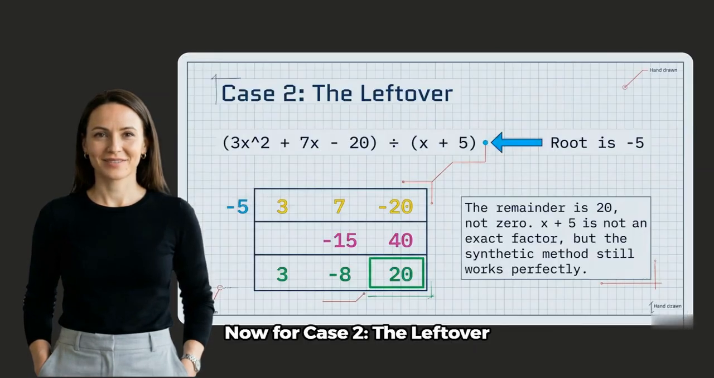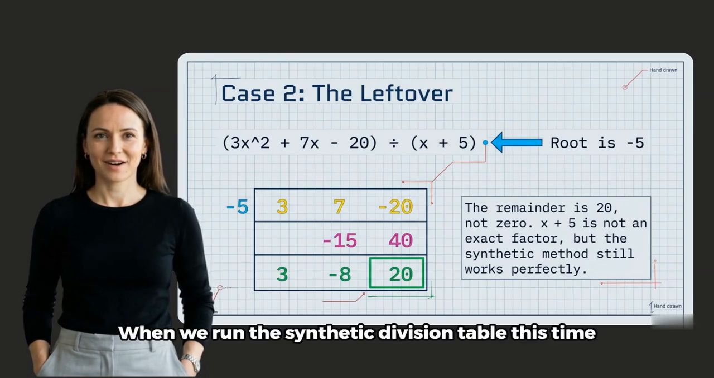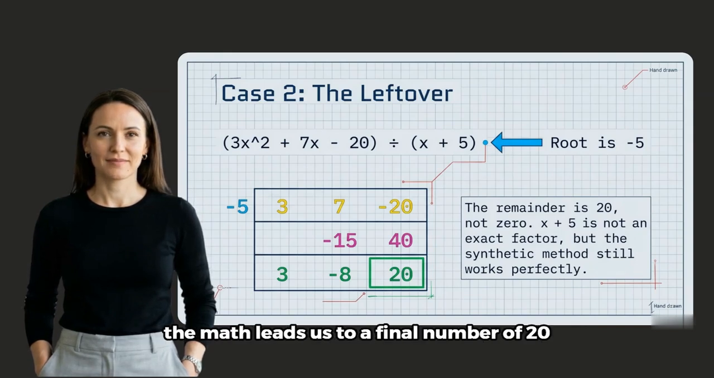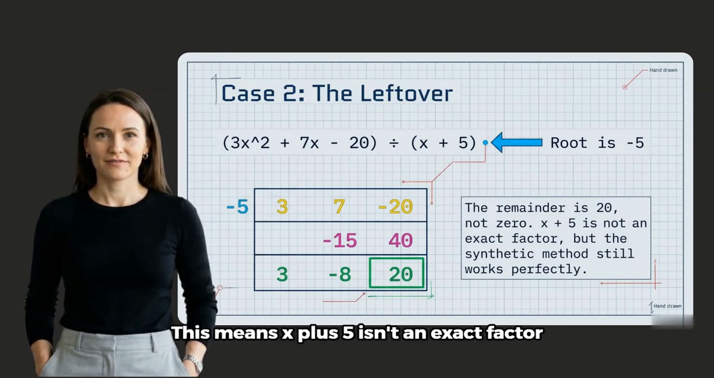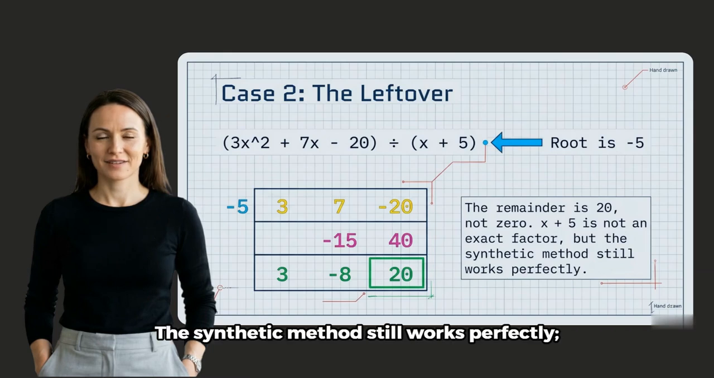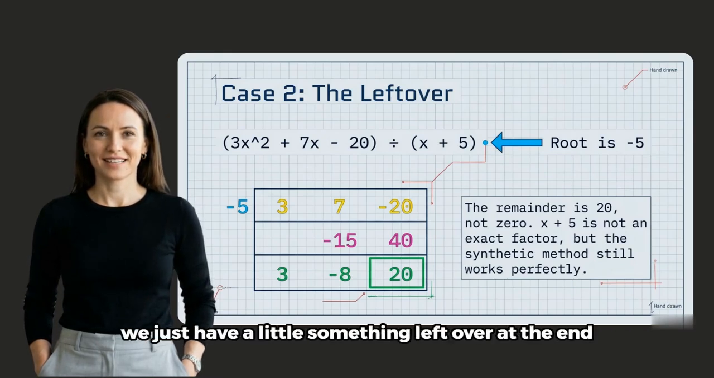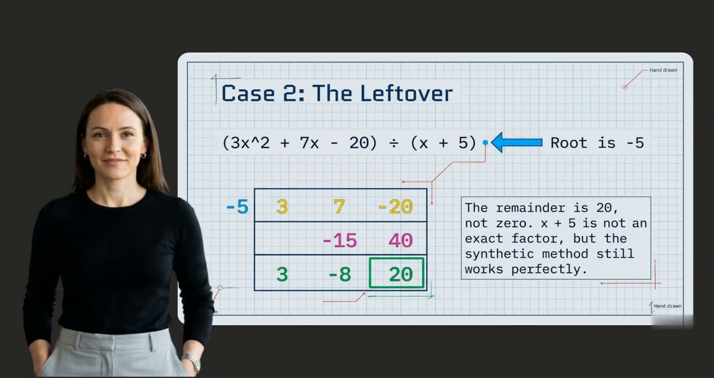Now for case 2, the leftover. Here we're dividing by x plus 5, so our root is minus 5. When we run the synthetic division table this time, the math leads us to a final number of 20. This means x plus 5 isn't an exact factor, but that's totally fine. The synthetic method still works perfectly. We just have a little something left over at the end.